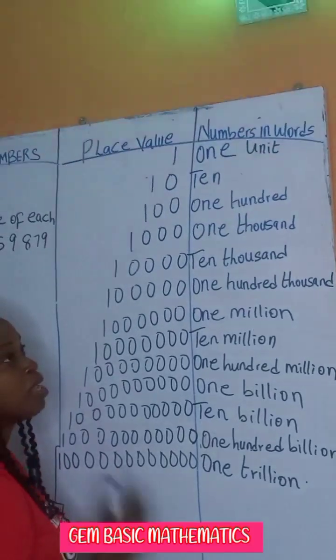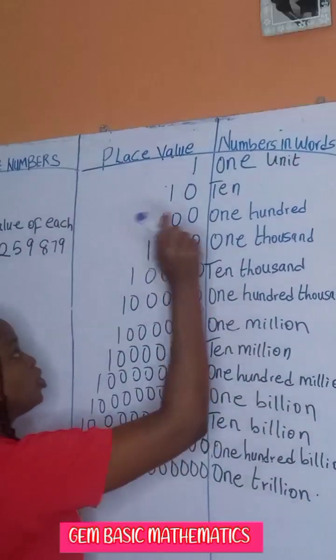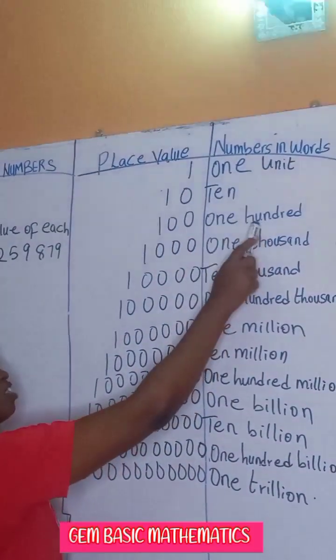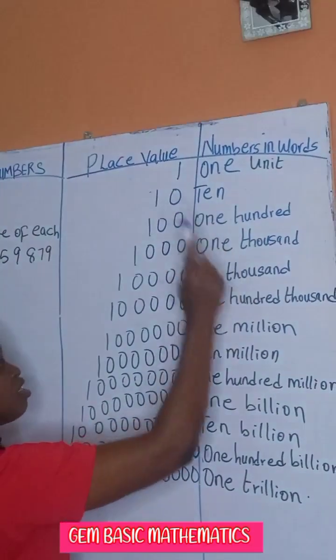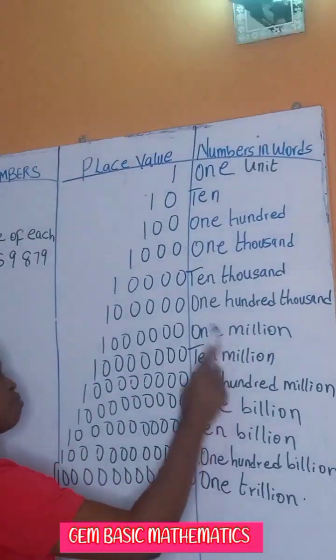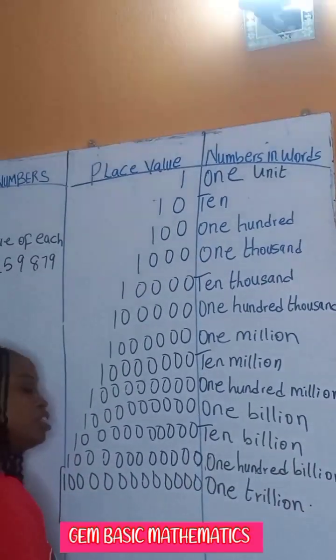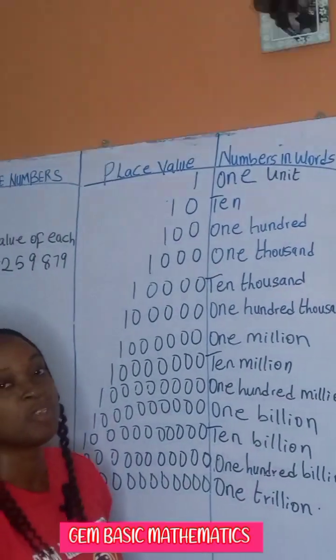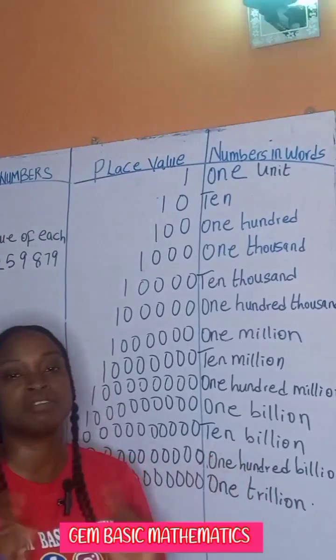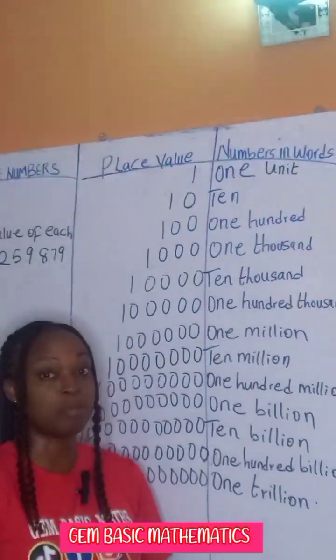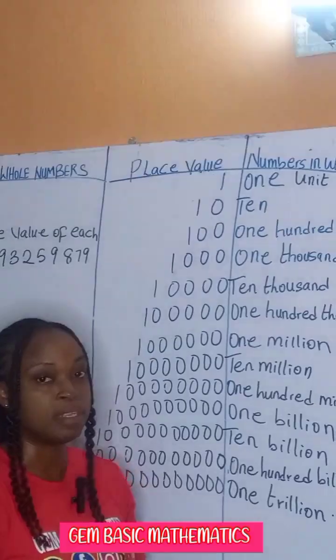Let's go again. Place values of whole numbers are units, tens, hundreds, thousands, tens of thousand, hundred of thousand, million, tens of million, hundred of million, billion, tens of billion, hundred of billion, trillion. Now with this song, you'll be able to solve any question in place value.